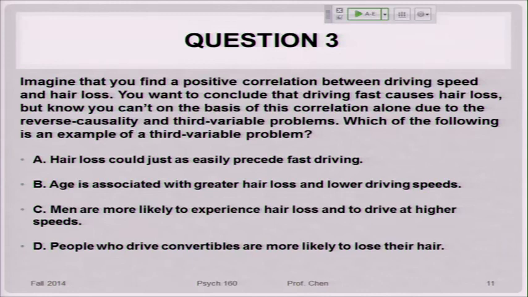But why? What's wrong with B? What makes B wrong? Yeah. B is implying a negative correlation. I said there's a positive correlation between driving speed and hair loss. So you got the idea right that there's this third variable, age, but it was explaining a different relationship. It couldn't explain the positive relationship we found between driving speed and hair loss.